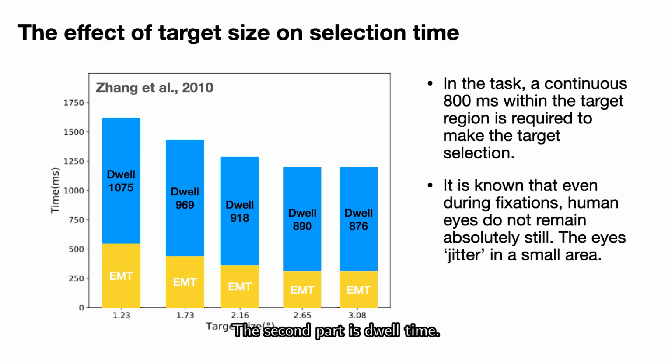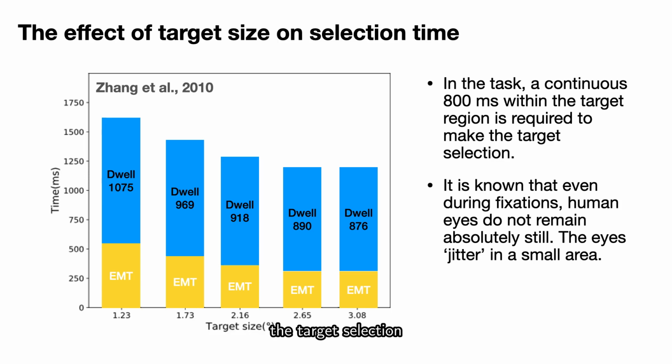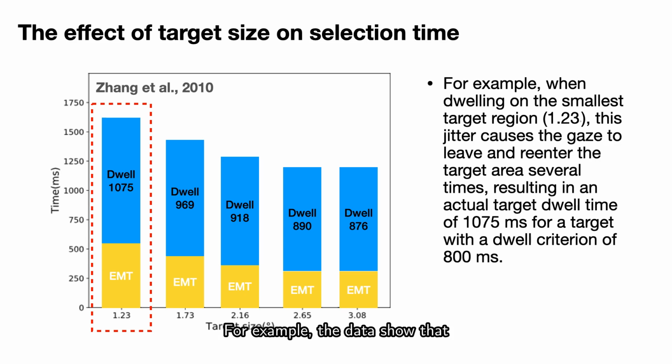The second part is the dwell time. In the experiment, a continuous 800 millisecond dwell within the target region is required to commit the target selection. However, it's known that even during fixation, human eyes do not remain perfectly still. The eyes jitter in a small area. For example, the data show that when fixating on a target region of 1.2 degrees, this jitter causes the gaze to leave and re-enter the target area several times, resulting in an actual target dwell time of 1075 milliseconds, that is 275 milliseconds longer than the dwell criterion of 800 milliseconds.